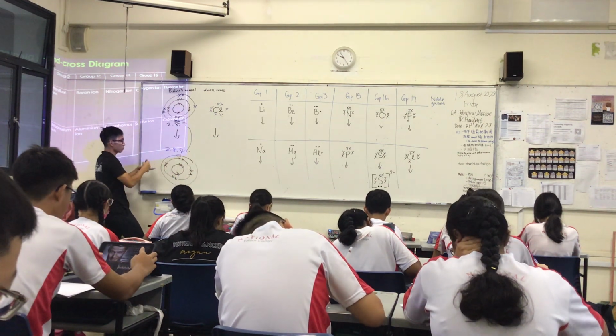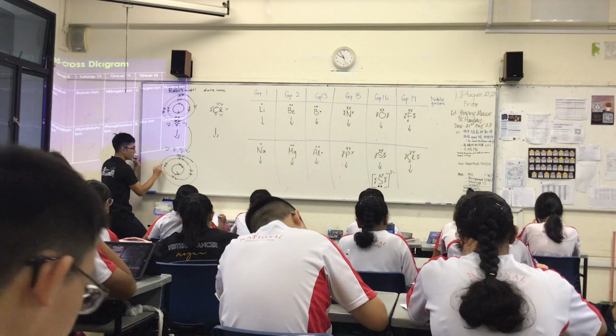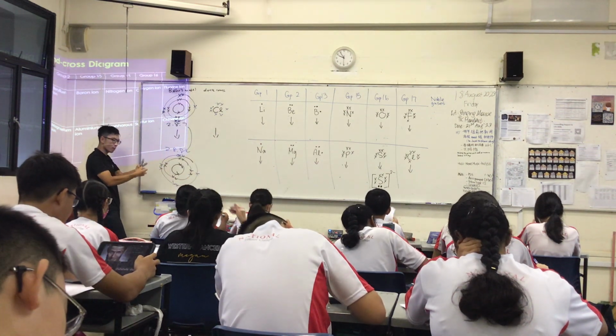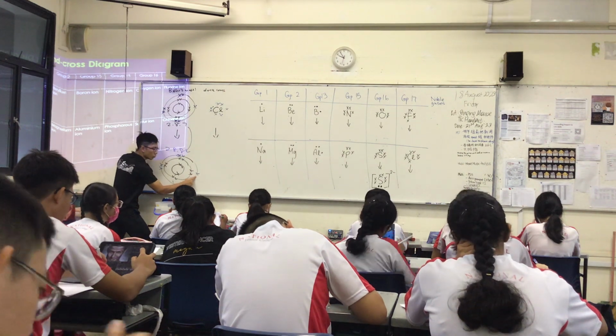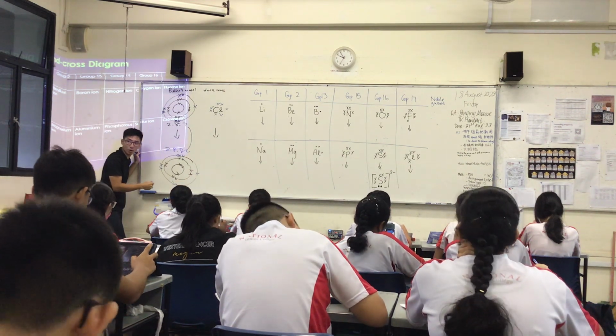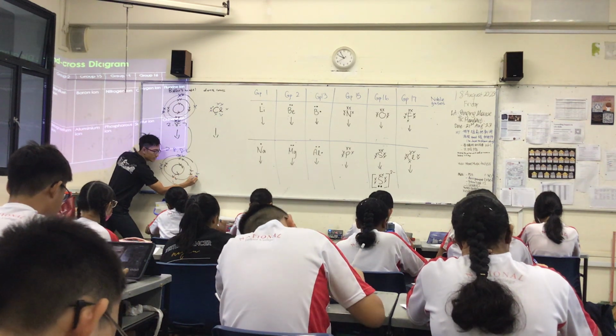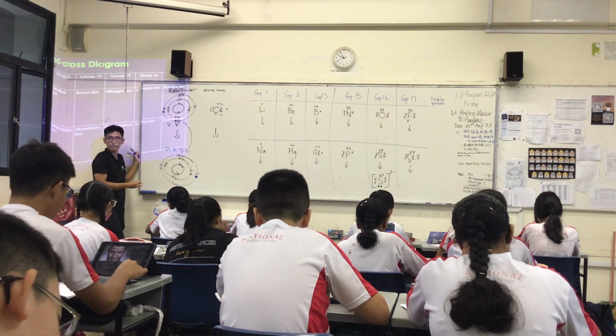So let me draw this in blue. 1, 2, 3, 4, 5, 6, 7. I need to show that it's gained 1 more electron. So I need to also show that this electron didn't come from chlorine itself. So instead, I'm going to put a dot to show that this is the foreign electron it has gained.